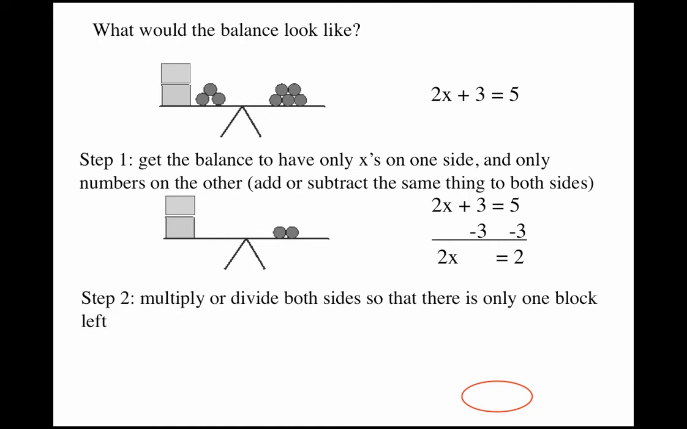The second step is to multiply or divide both sides so that there's only one block left. Look at the left-hand side of your balance scale. There's 2 blocks there right now. So I need to cut that in half. That's dividing by 2. If I divide this in half, I end up with x equals 1. And that's the solution to our equation. That's how many marbles must have been in each box to start with in order for our equation to balance.